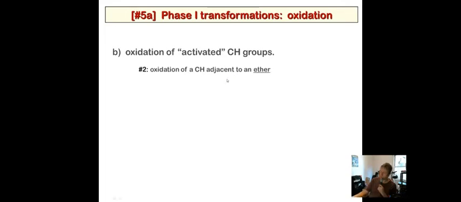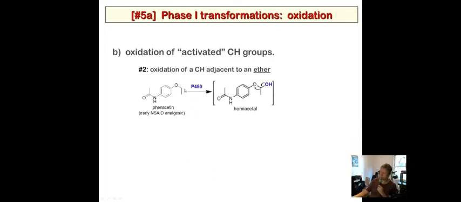Okay, oxidation of a CH next to an ether. So rather than cleaving an alkyl group off an amine, let's cleave it off an ether. Here is phenacetin. It's one of the early NSAID drugs, kind of like Tylenol or ibuprofen. And you have an ether there. What do you think might happen that might cause cleavage of the 2-carbon ether piece? Well, just like above, you can imagine hydroxylation at the position where the oxygen is, and then that can cleave off the ethyl group, and that's exactly what happens.